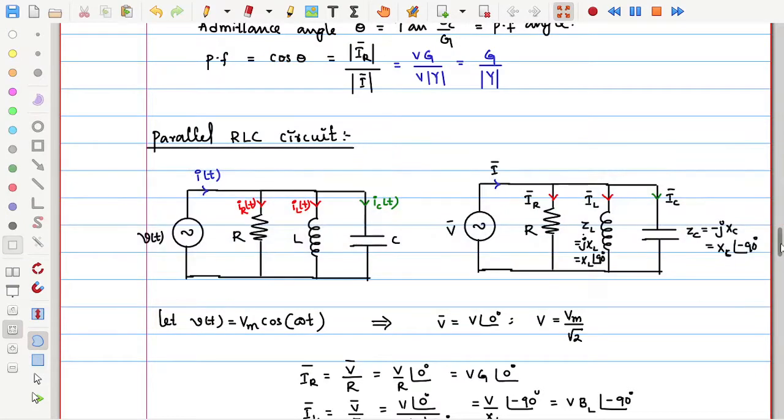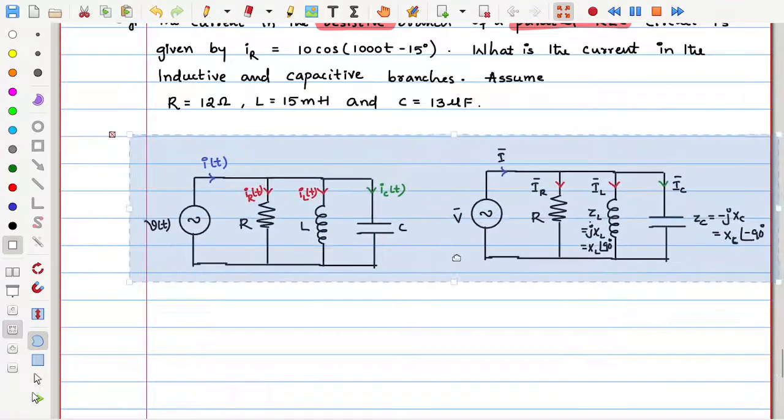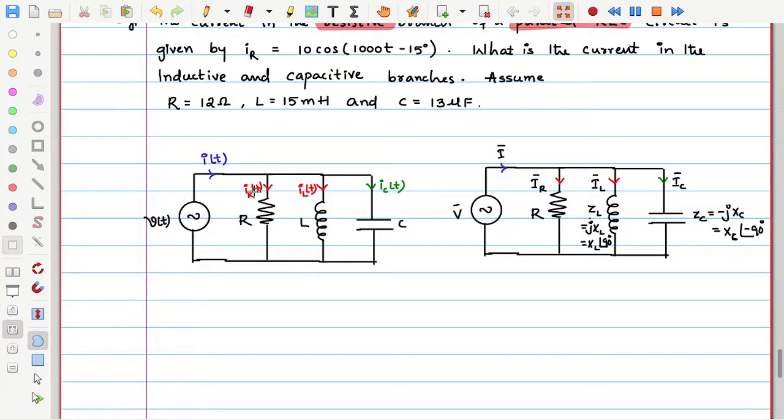So let me take that diagram over here and see what they are saying. This IR is given for us. How much is that IR? Out of this, anything can be given. Previously I assumed voltage is given, then I tried to get the rest of all the parameters. But now what is given is IR. So let me write that. IR is equal to 10 cos(1000t minus 15 degrees).